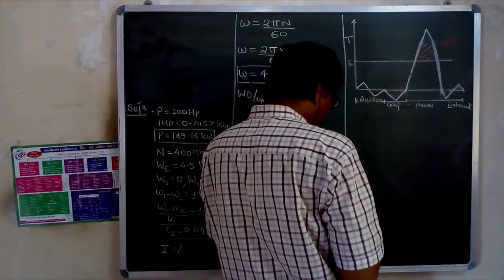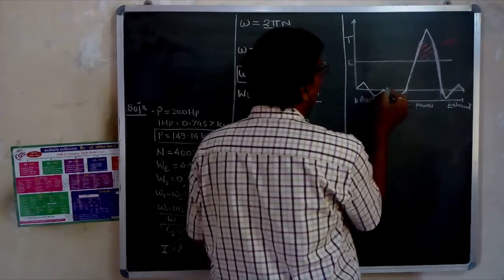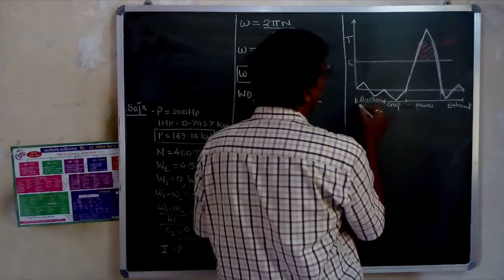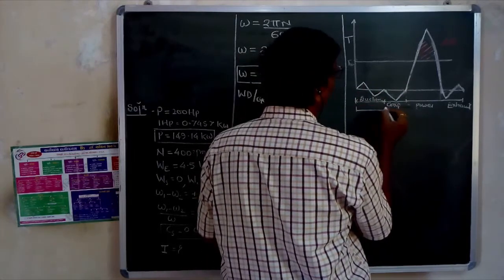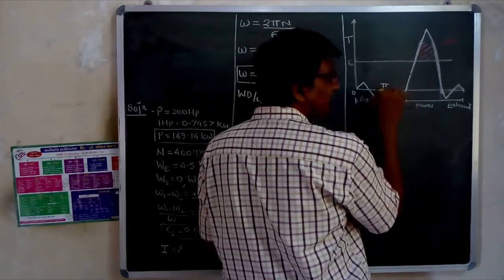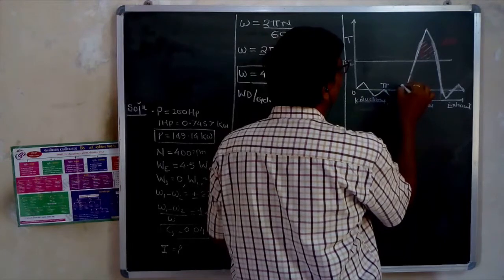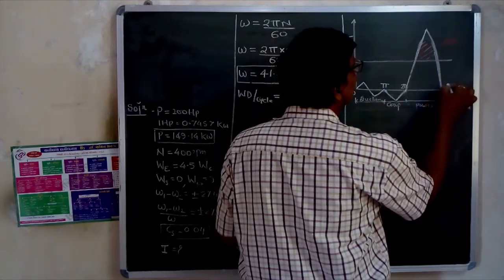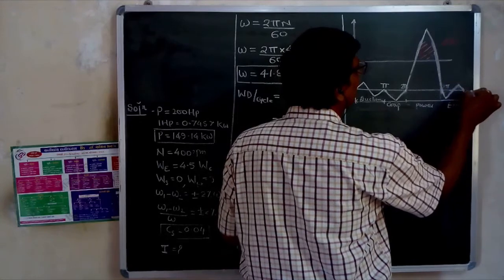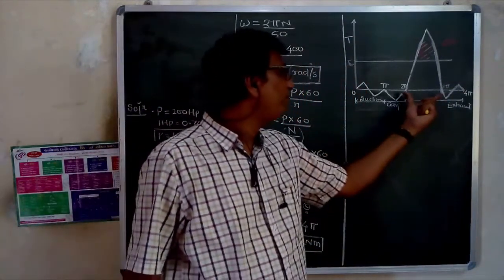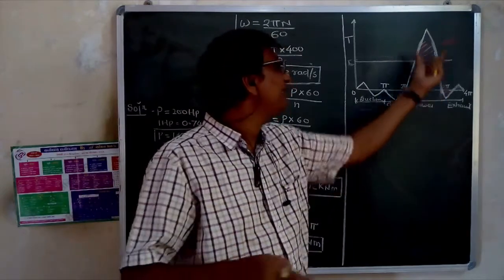If I want the area of this triangle, you know that the cycle is of 4 strokes. The first stroke starts here, this is nothing but 0. This is half revolution, that is pi. From here to here you get another half revolution, that is 2 pi. This is 3 pi, and this is called 4 pi. So during this pi rotation, that is half rotation, you will get the power stroke.